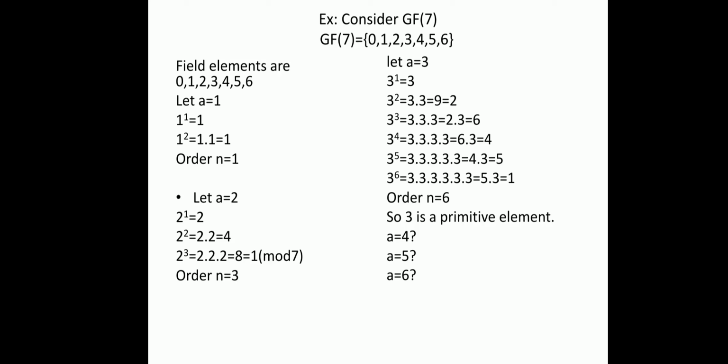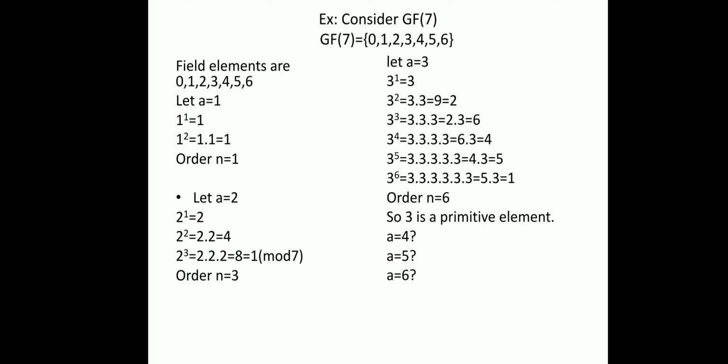So for this 1, 1 raised to 1 itself is 1. The smallest positive integer n for which a raised to n is 1 is called its order. So for a equal to 1, n equal to 1 itself, so its order is 1. We can say that it is not equal to 6, that means it is not a primitive element.